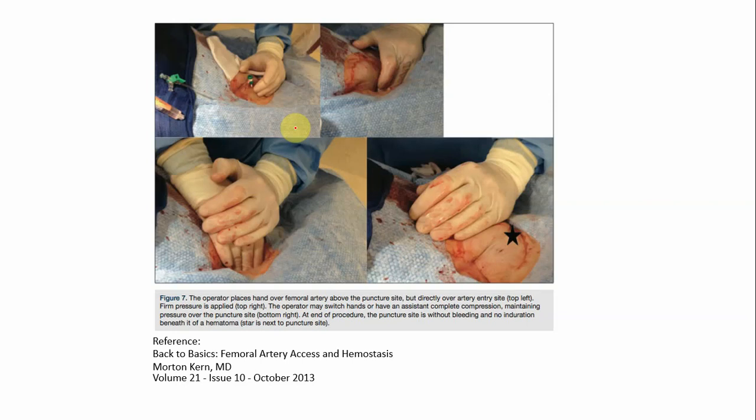Diffuse pressure with the palm or fist is unlikely to help achieve good hemostasis. For good hemostasis you should always feel the pulse and be able to apply pressure directly on top of the artery, just above the skin entry site, to compress the actual entry point to the artery.